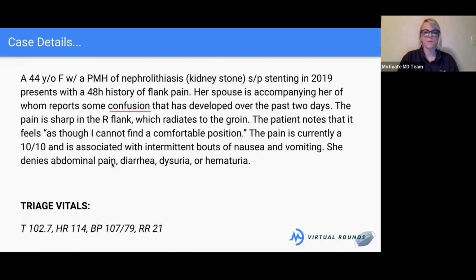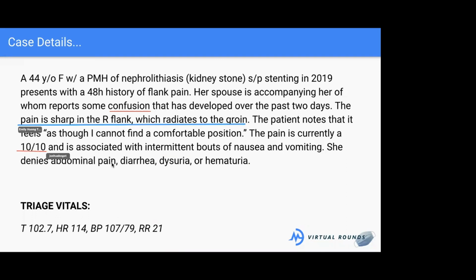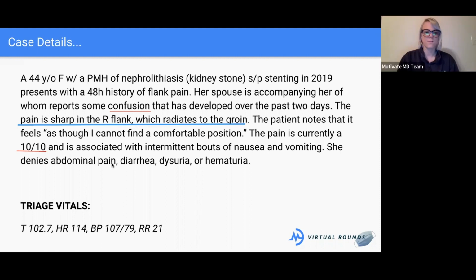Confusion. Good. Perfect. So we got 2 votes for the confusion. I agree. The nausea and vomiting. Absolutely. Good. Yeah, the burning with urination, pretty severe pain. Good. It radiates to the groin. Great. What about the vital signs? Anybody see any that they're worried about?